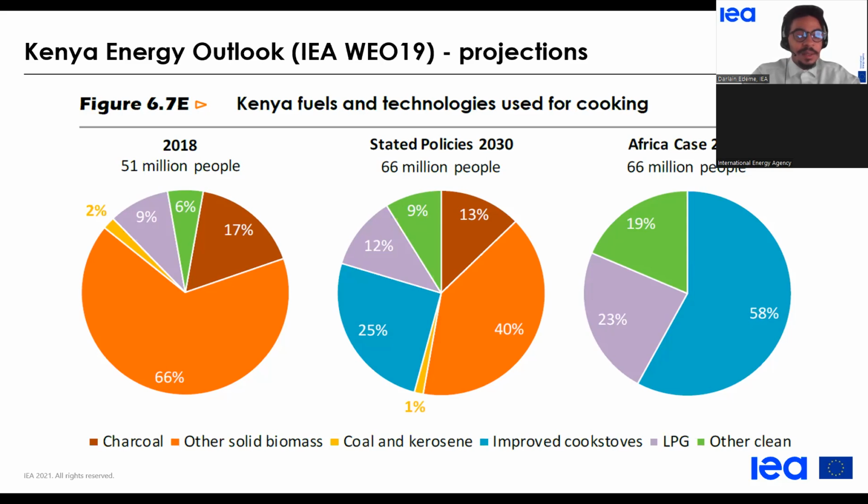But if we look at the stated policy, the situation is that, again, we still have many people relying on basic charcoal stoves or traditional uses of biomass. For example, kerosene, mainly kerosene. If we move on the right, we can see that under our Africa case, there is a brighter future, which is possible, in which everyone has access to clean cooking equipment and fuel, again, including clearly biomass, but improved and advanced cookstoves using LPG as well as electricity, biogas, and others.